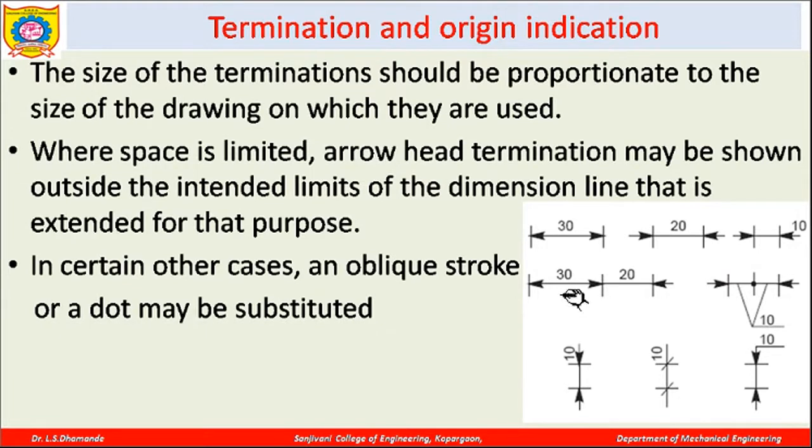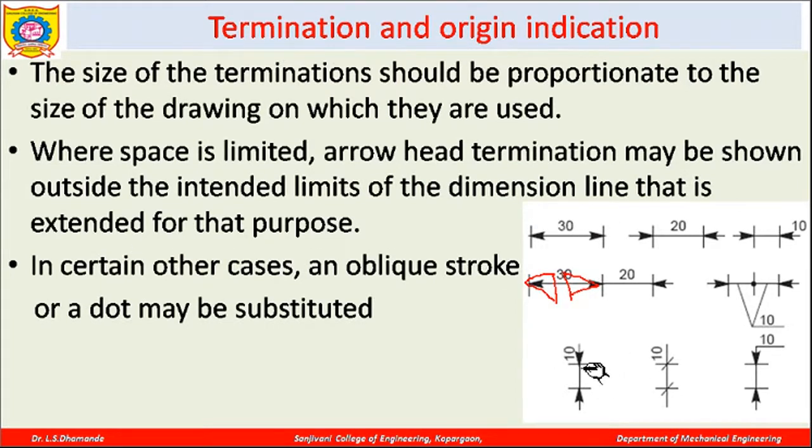Otherwise, if it is a small distance, say you are going to show 30 mm specified here, and if I draw arrows of this size here and this size here, definitely this is not recommended and it is not the proper way. So according to that, the proportional dimension of this particular arrowhead is to be followed. Where space is limited, the arrowhead may be shown outside the intended limits of the dimension line, which is extended for that particular purpose.